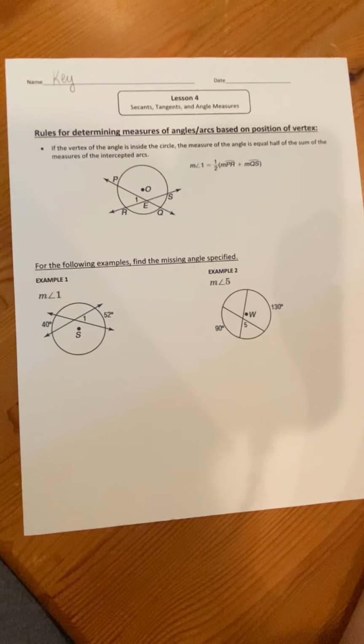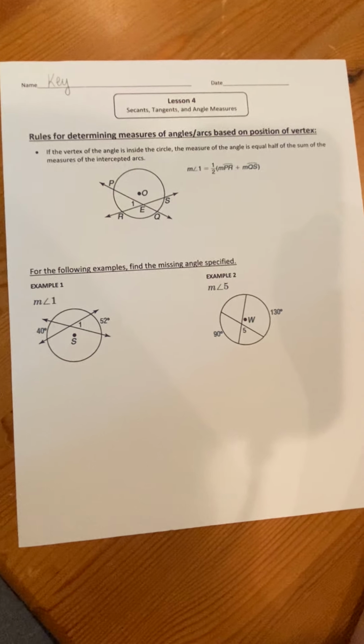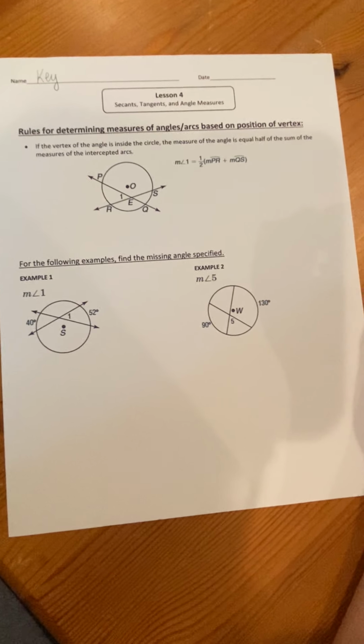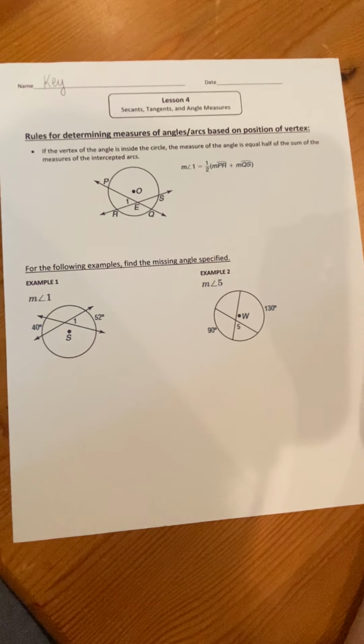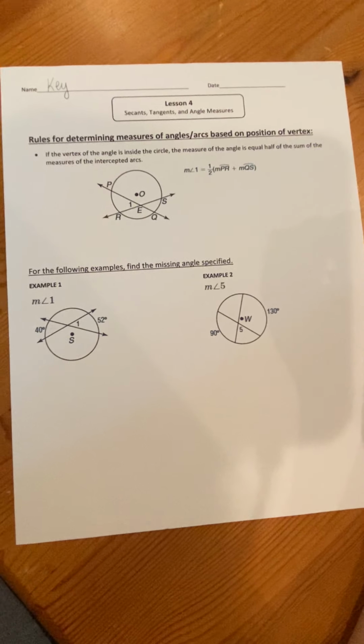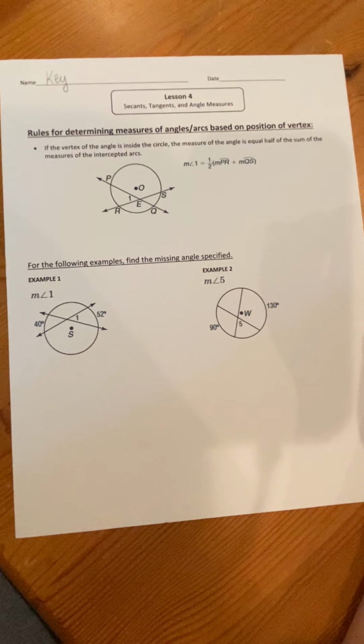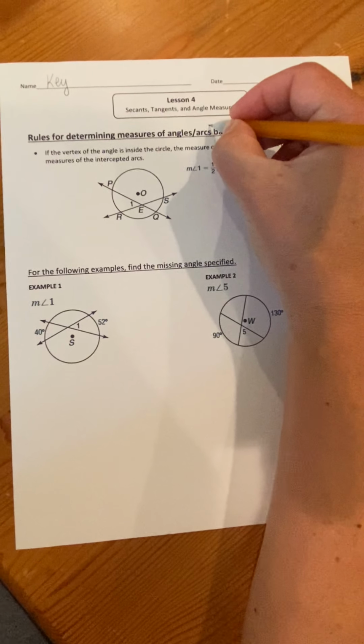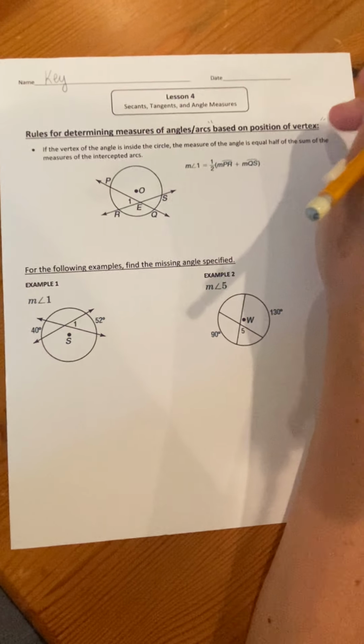We are on lesson 4 today, which is actually the last lesson on angle and arc measures. We are going to be talking about two different rules today for finding measures of angles based on intercepted arcs. And as has been stated before, it is based on the position of the vertex. Very, very important. Always realize that.